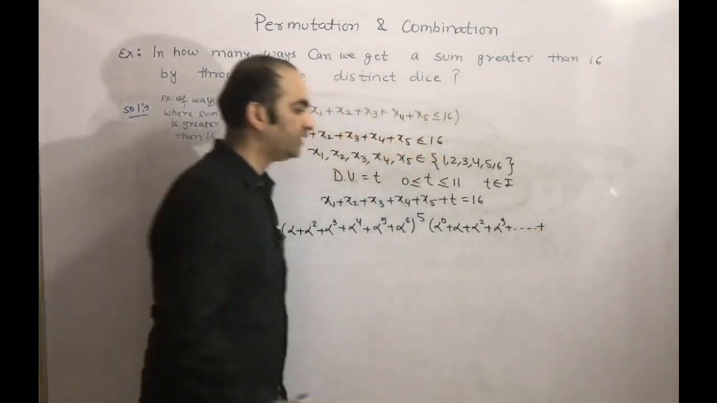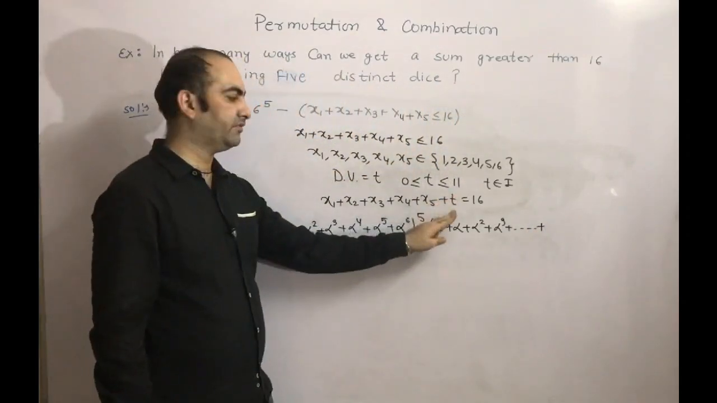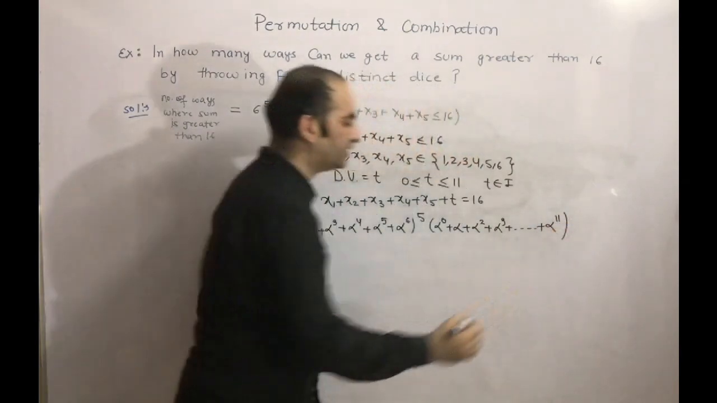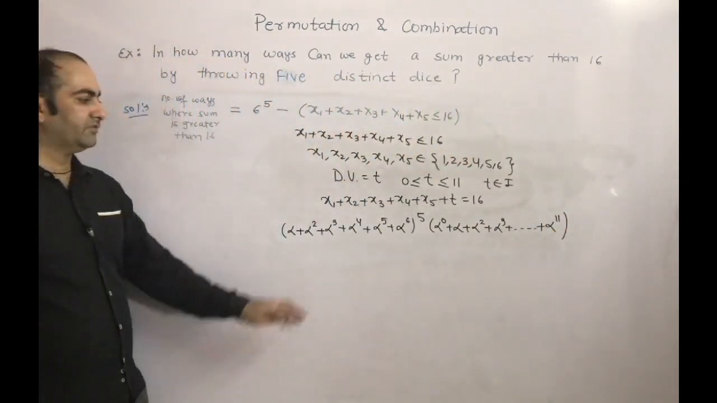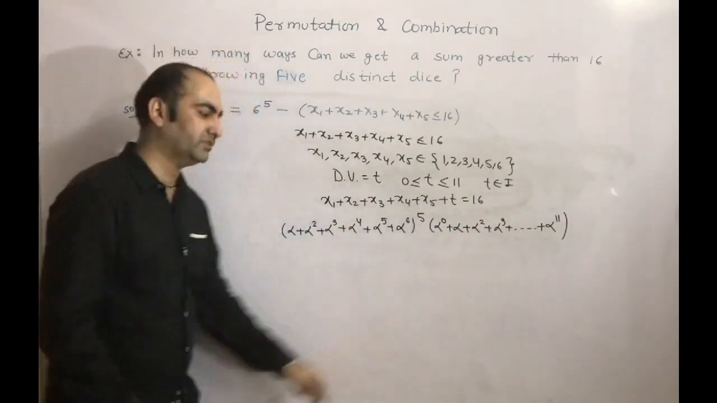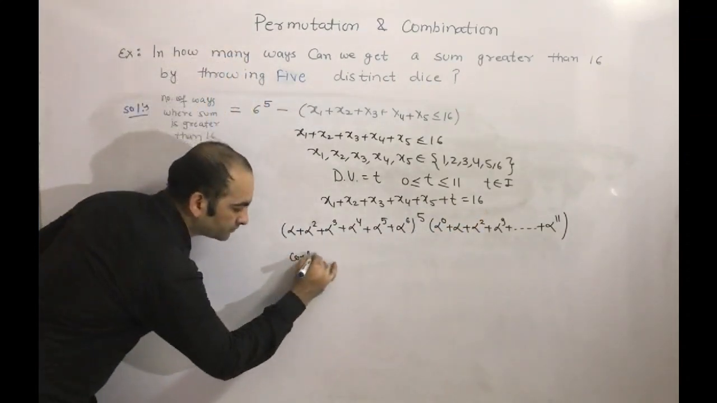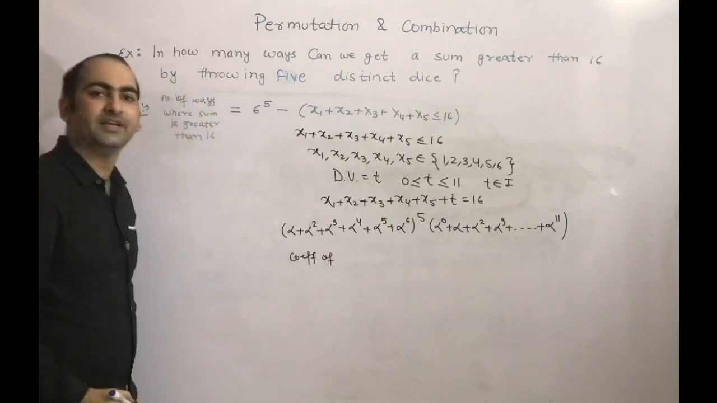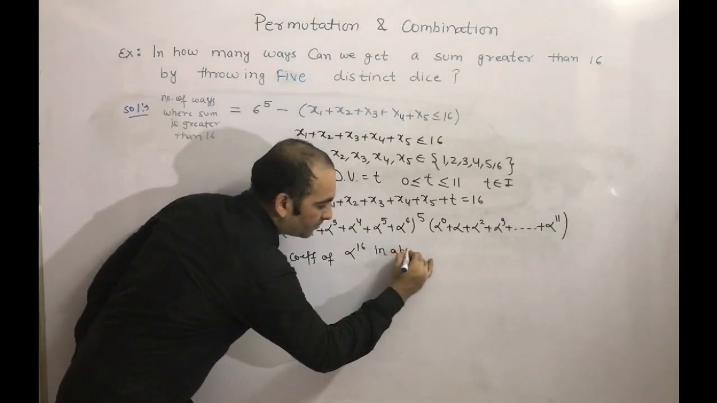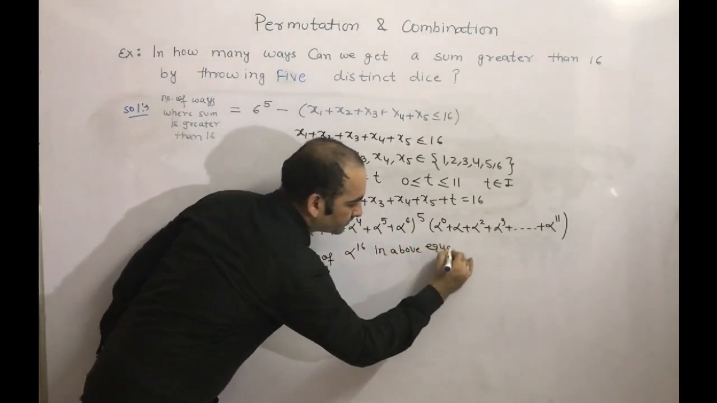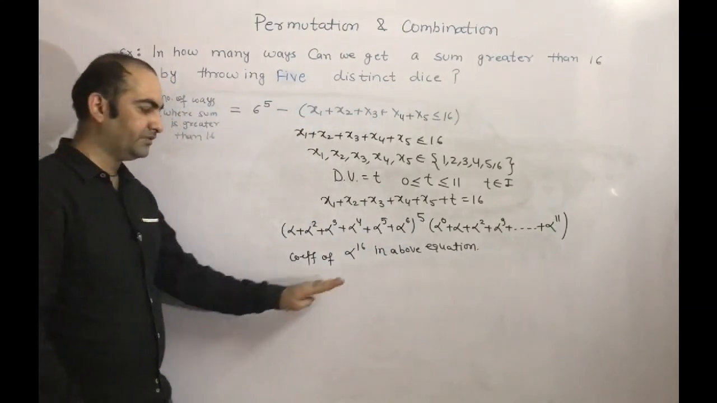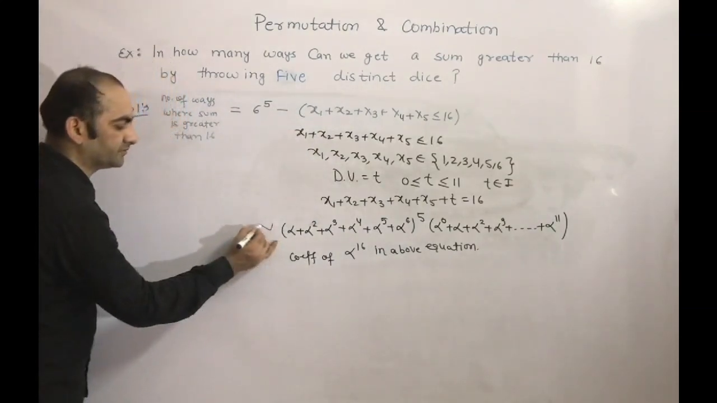And the maximum value of t should be 11. So if t is 11, alpha power 11 will come. Okay, so this will come. Now we have to find where this summation should be 16. Then in this equation we have to find the coefficient of alpha power 16 in the above equation.